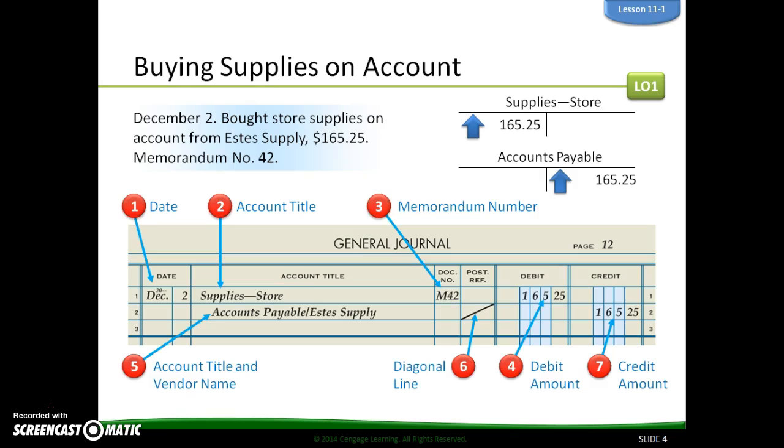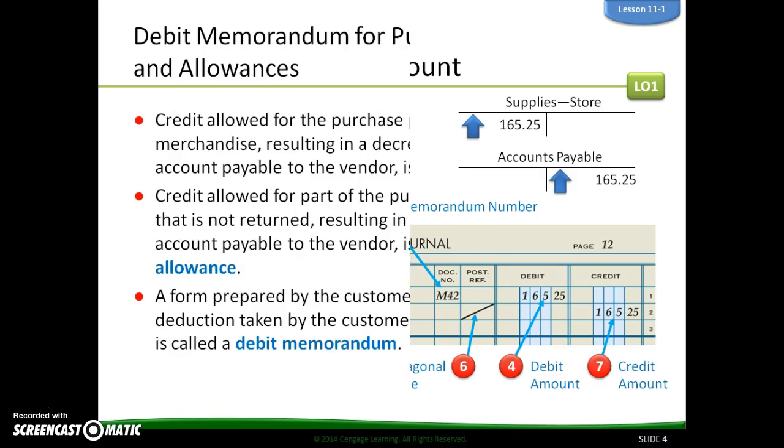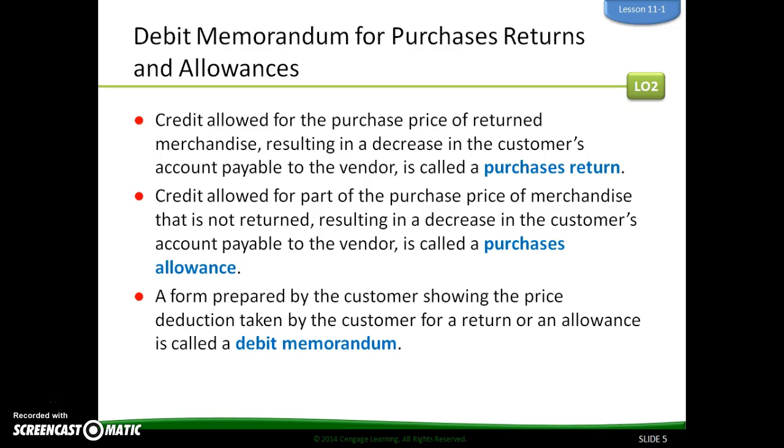We put a diagonal line in the post reference because we're still dealing with that memo 42. So now the debit memo for purchases, returns, and allowances. Sometimes companies receive materials that are not good quality, or they're different from what we ordered, or they're damaged. And you don't want to pay full price for things that are either not good quality, or not what you were supposed to get, or were damaged in shipment.